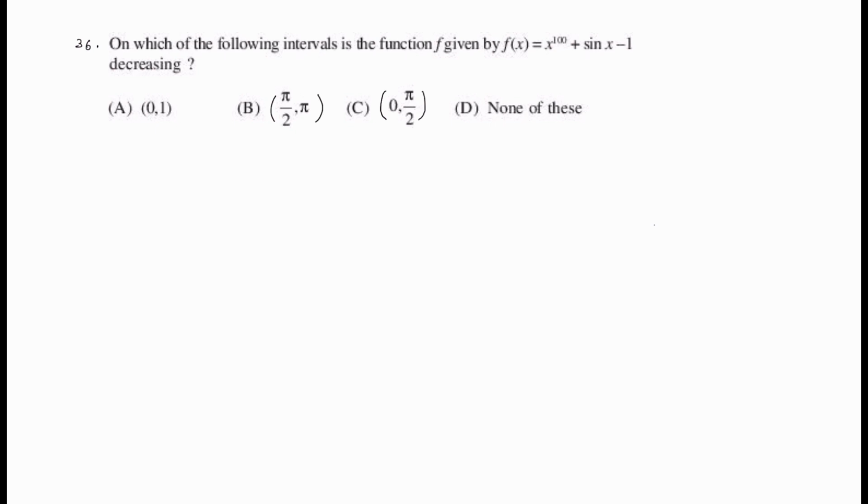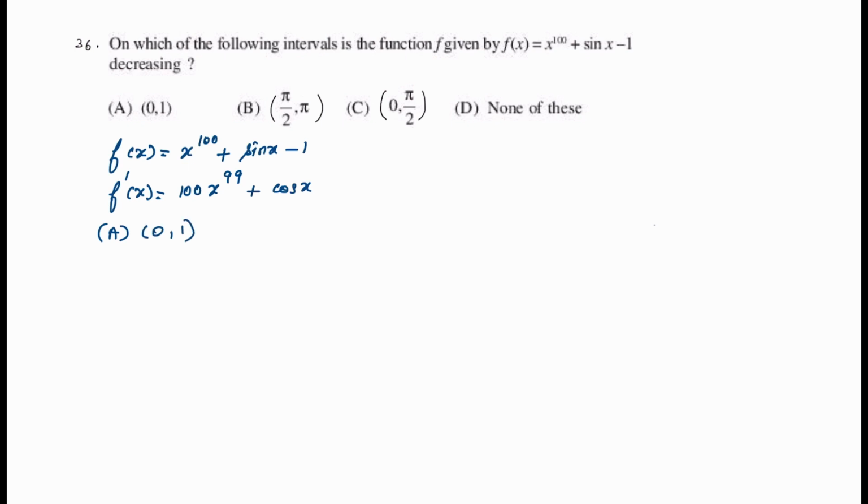Next question 36. On which of the following intervals is the function f given by f of x equal to x raised to 100 plus sin x minus 1 decreasing? F of x is x raised to 100 plus sin x minus 1. Let us find f dash of x. 100 times x raised to 99 plus cos x. Equating this to 0 and solving for x is not possible. We will check whether the function is increasing or decreasing in each of the given intervals.